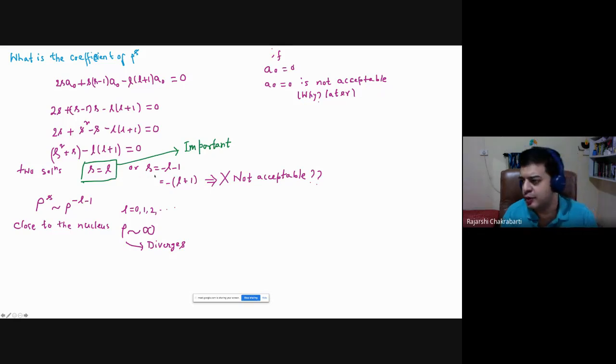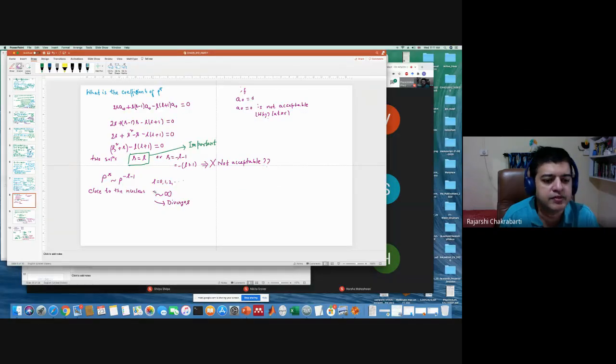But I said you cannot take small s equal to minus L minus 1, because then your rho to the power s will become rho to the power minus L minus 1, and when you are close to the nucleus, the function will diverge. So the only solution you can take is s equal to L. For example, if I take L equal to 0, then it is 1 over rho. When rho approaches 0, 1 over rho will blow up. I should have said the function itself will diverge, whatever the function is. So I have to take s equal to L.